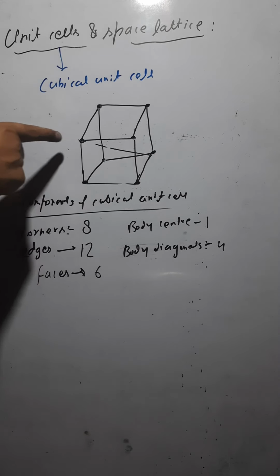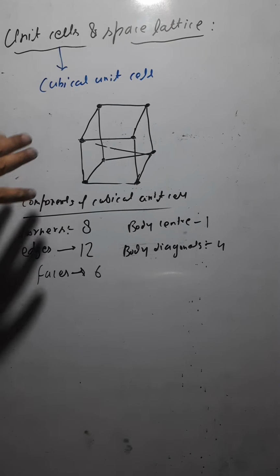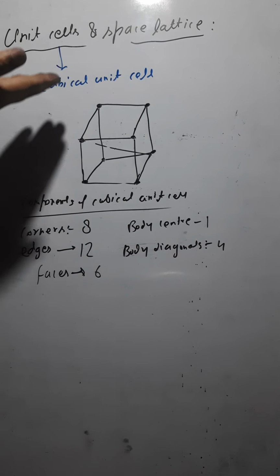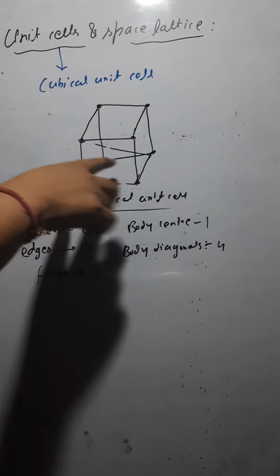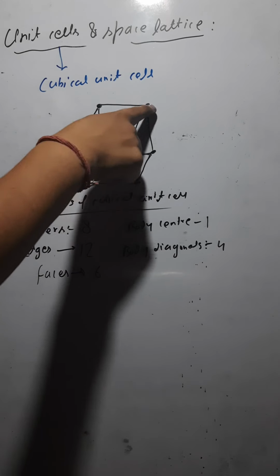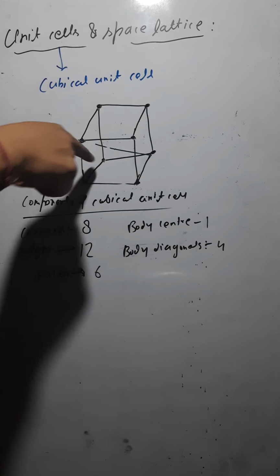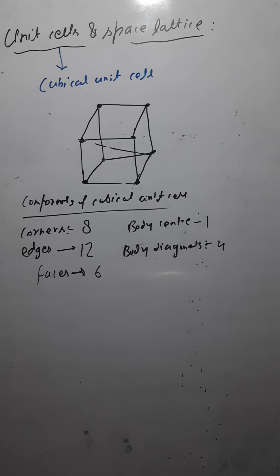How 4? Diagonals are the lines which are joining the opposite corners. One up one in case of the cube, one down one, opposite one. This one and this one, 1. This one and this one, 2. This one and this one, 3. This one and that one would be the 4th one. So this is how you would have 4 body diagonals in case of the cubical unit cells.